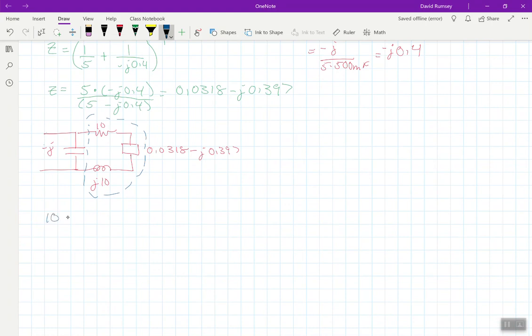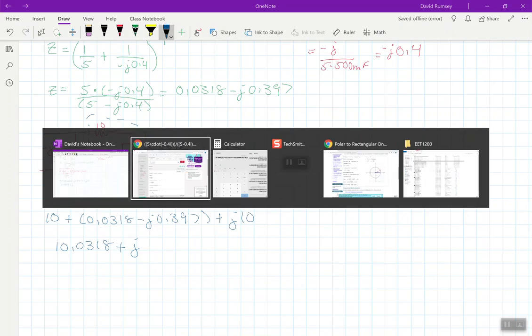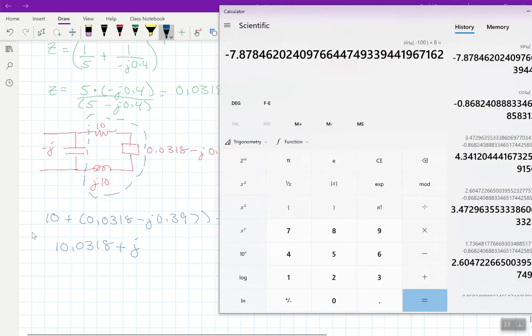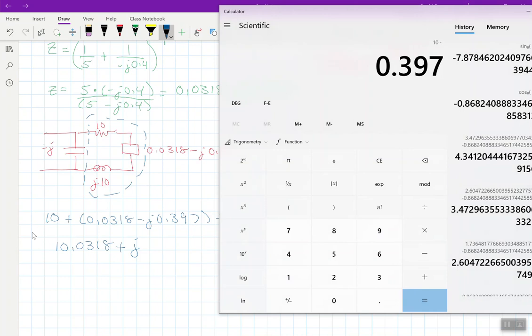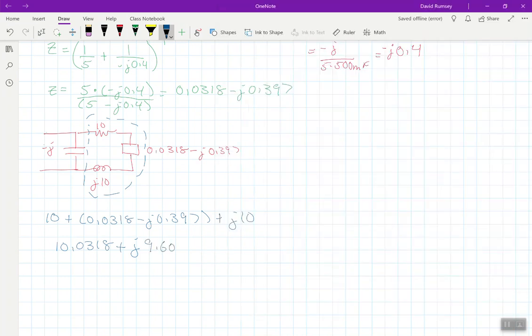If I add all those up, I'd have 10 plus 0.0318 minus j0.397 plus j10, which would get me 10.0318, which I'll round in a second, plus j, and let me use a calculator to get that so I don't make a silly arithmetic mistake. 10 minus 0.397 is 9.603 ohms. Technically, should we keep all the decimal points? Maybe, but I'm going to shorten this to 10.03 plus j9.603, because then we have the same number of significant digits.